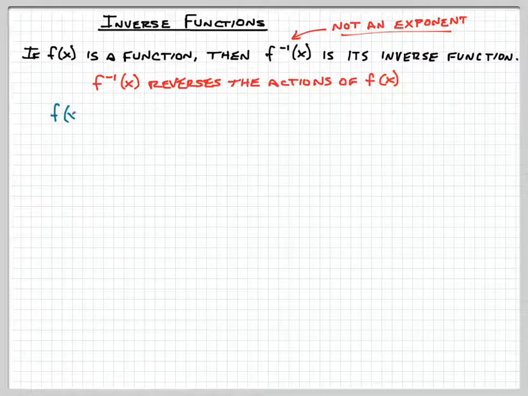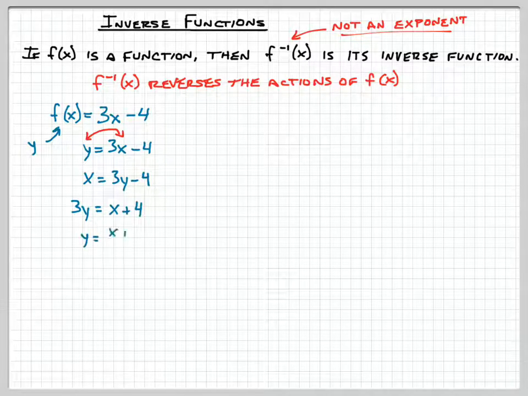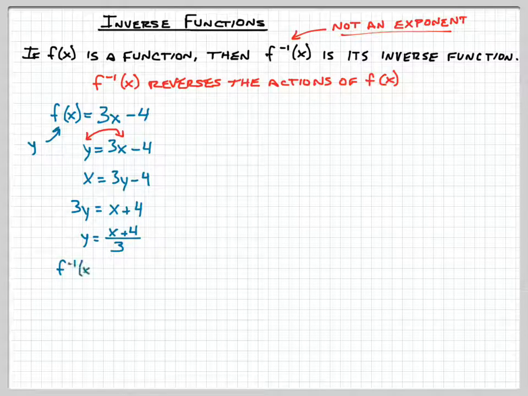So let's look at a specific example. Let's say we've got f of x equaling 3x minus 4. If you recall, this f of x is the same thing as saying y. So we have the function y equals 3x minus 4. How do we find that inverse function? We reverse our x and our y variables, so we get x equals 3y minus 4, and now we solve for y. We add 4 to both sides and divide everything by 3, and we get our inverse function to be x plus 4 over 3.